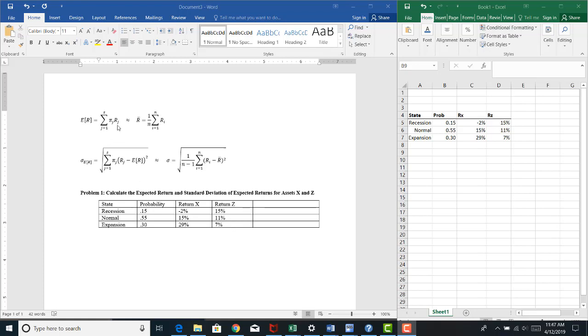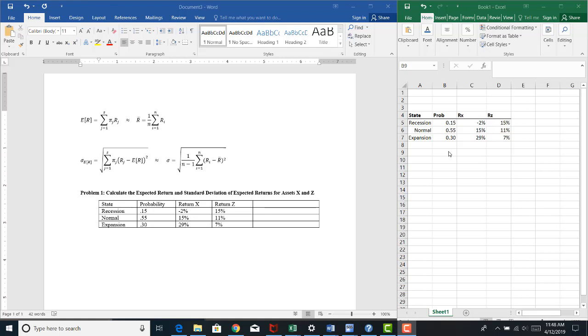So the first question is which formulas do we use? Do we use the expected return or the mean return? Do we use the standard deviation of expected returns or the sample standard deviation? Anytime you see that a probability is given, we know that we can use the expected return or the standard deviation of expected returns. So we're going to use the left formulas here, the expected return and the standard deviation of expected returns here. Okay.